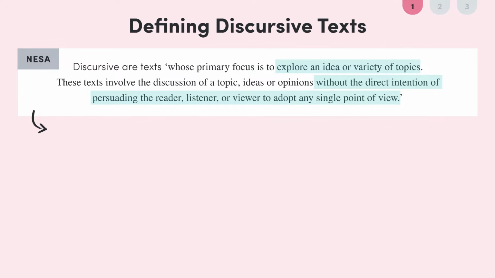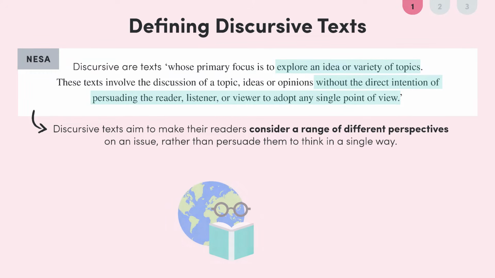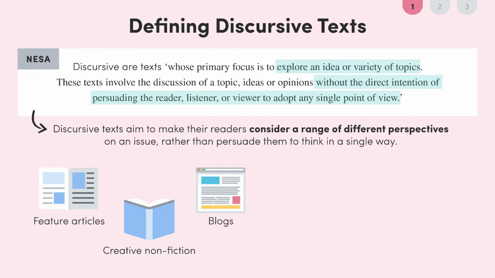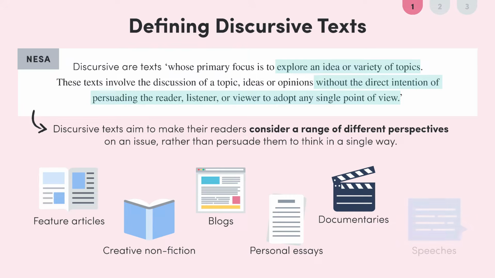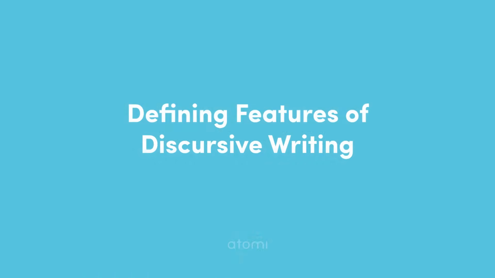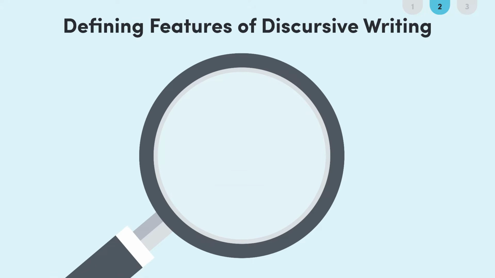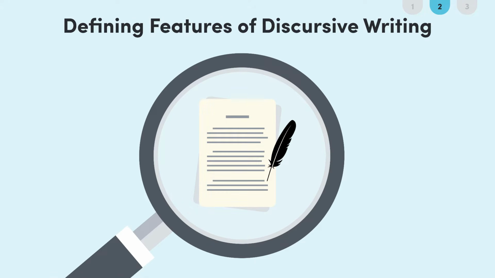So basically, discursive pieces aim to make their readers consider a range of different perspectives on an issue, rather than persuade them to think in a single way. To give you a better idea, discursive texts typically include texts like feature articles, creative nonfiction, blogs, personal essays, documentaries, and speeches. So now that we've covered a basic definition, let's take a look at some of the defining features of discursive writing to get a clearer picture of what it actually is.